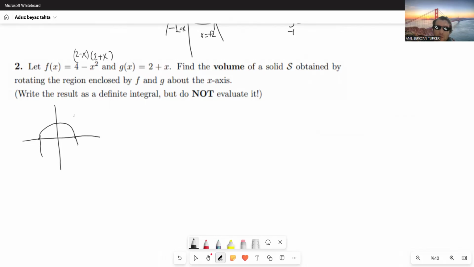And this is like the line x equals y, but it is shifted 2 upwards. Yes, like that. And this is 2, this is 4, because when you put x equals 0, this is 4. So we are looking for this region, and we are going to rotate this region around the x-axis.